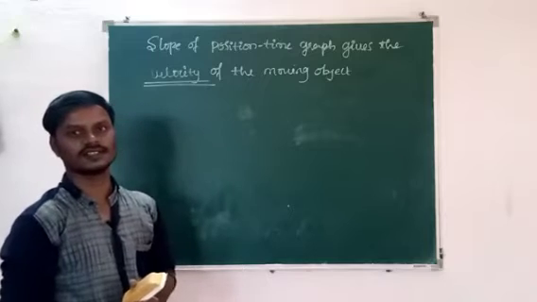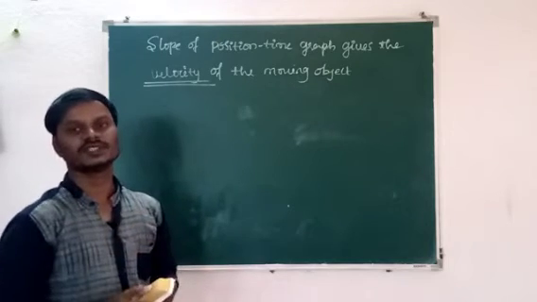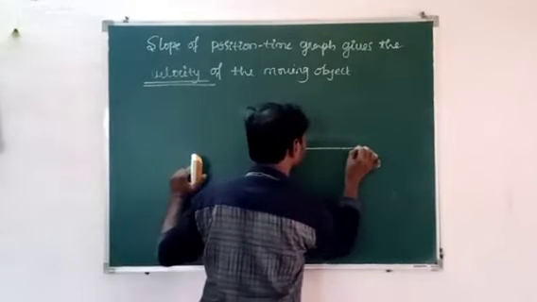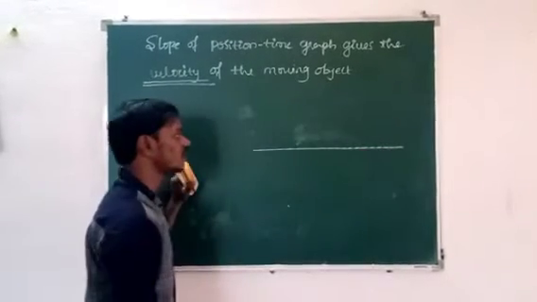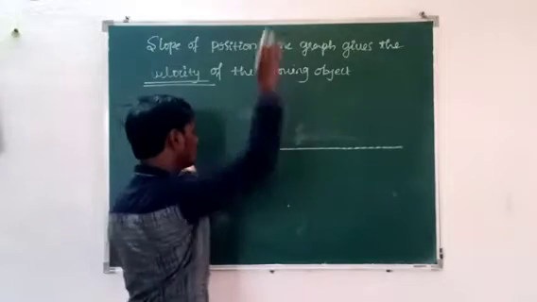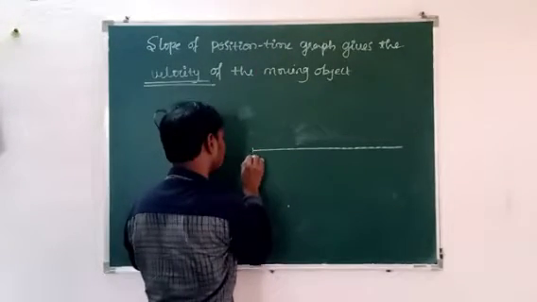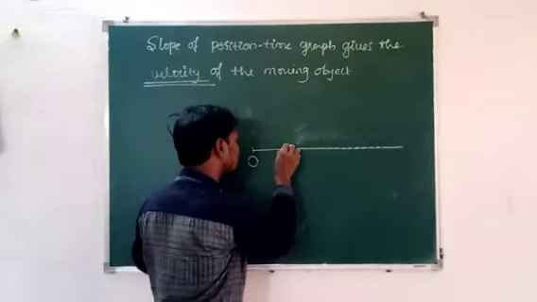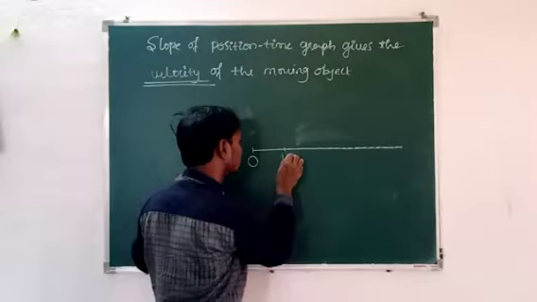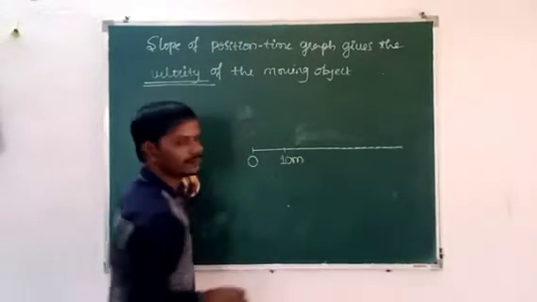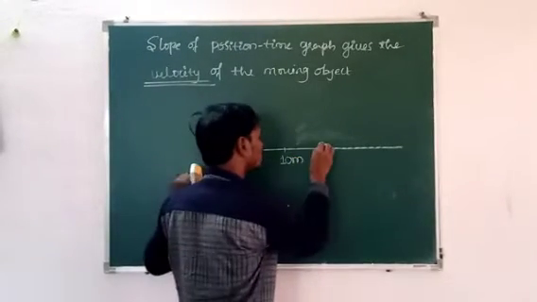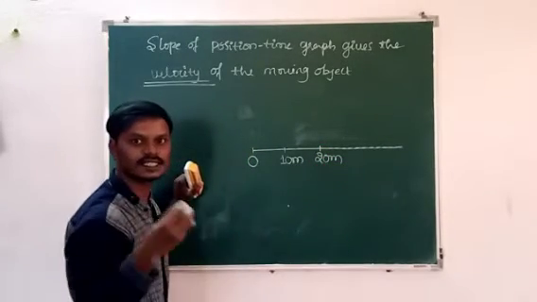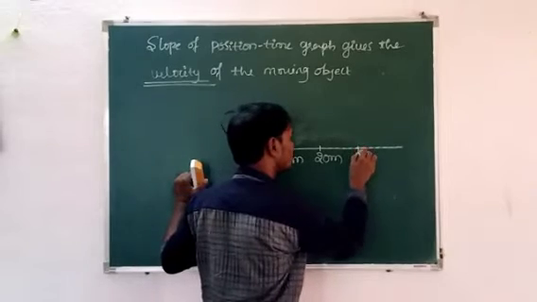Now let us consider an object moving with uniform velocity. Let us consider a straight line in which the object is moving. Initially the object is at the origin. Then what is the position of the object? 0. After 1 second the object will be at 10 meter because the object is in motion. After 2 seconds the object is at 20 meter. After 3 seconds the object is at 30 meter.